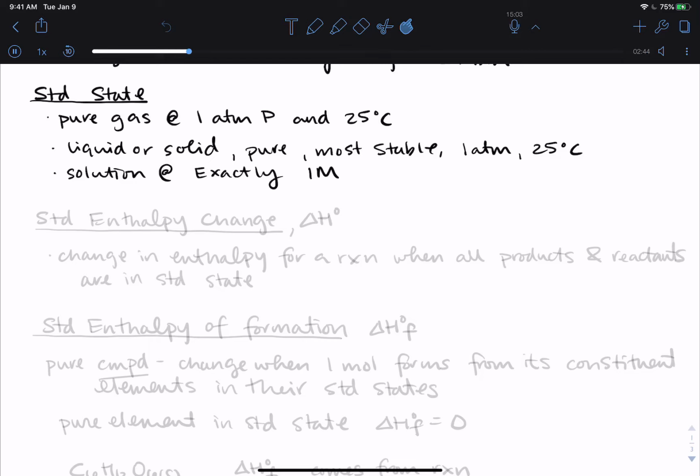So if anything meets these conditions, it's in its standard state, which means that we can calculate a standard enthalpy change. So it's still delta H, but now it has this little circle in the upper right corner. So delta H with a little circle means standard enthalpy change. And now this is just the change in enthalpy for a reaction when all products and reactants are in their standard states.